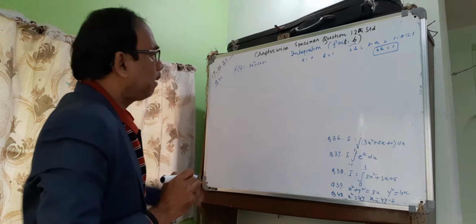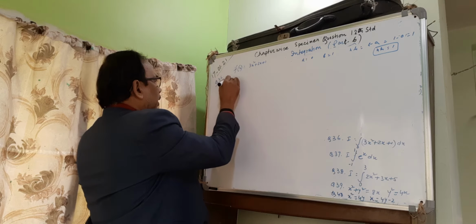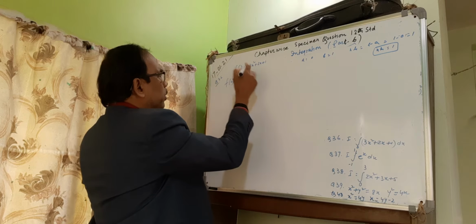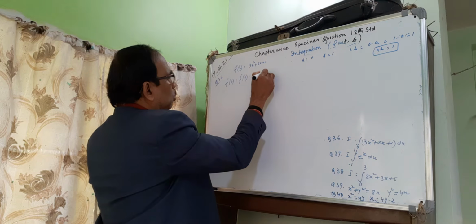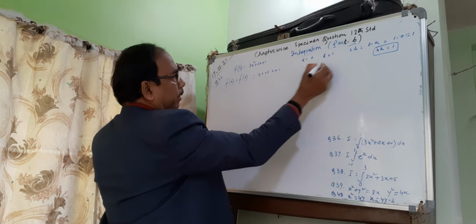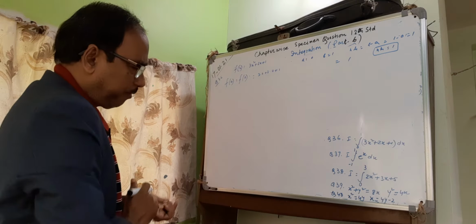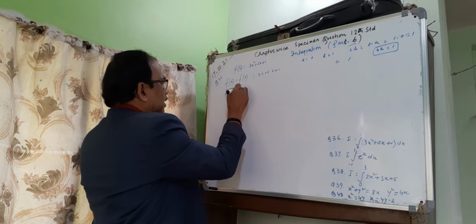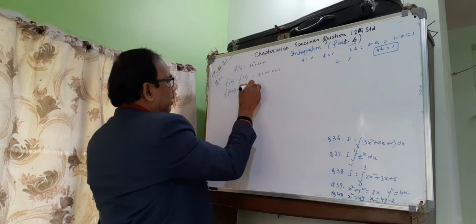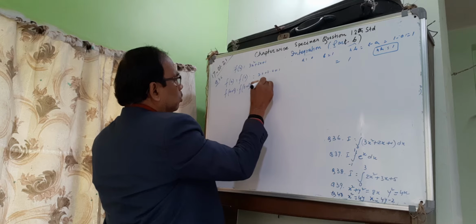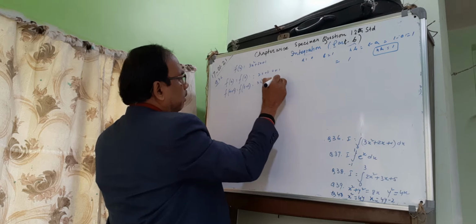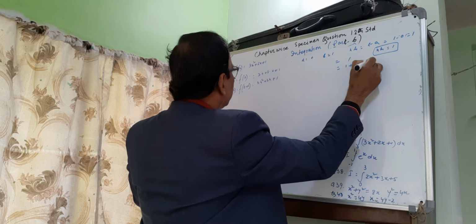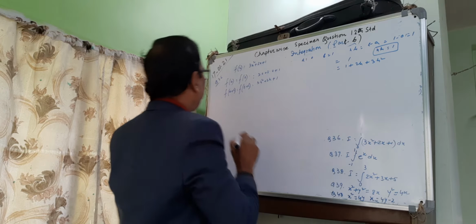Now we know the formula. f(a) equals f(0). Put it here: 3 into 0 square plus 2 into 0 plus 1, that equals 1. So f(a) is 1. f(a plus h), that is f(0 plus h): 3 into h square plus 2 into h plus 1, that is 1 plus 2h plus 3h square.